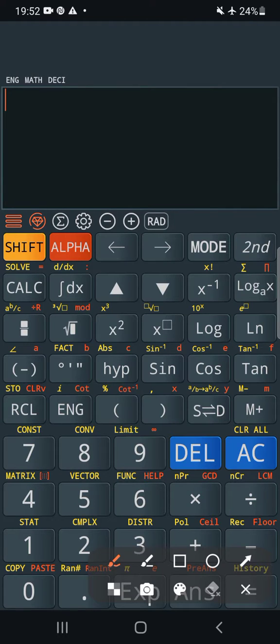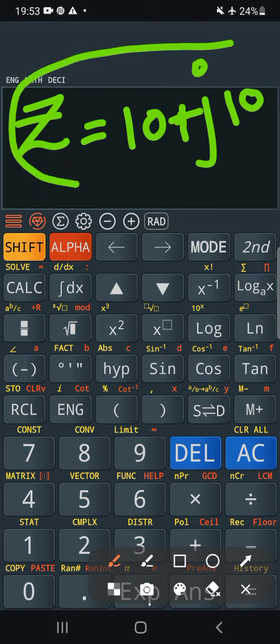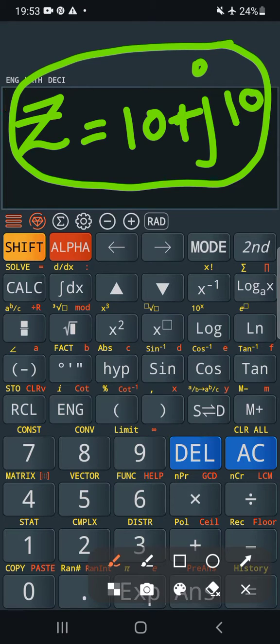So what is actually rectangle form? For example, here I am writing, just see here. For example, z is equal to 10 plus j10. So this one is the plus symbol. So z is equal to 10 plus j10. So this is in the rectangle form. Okay, this is in the rectangle form. Clear?